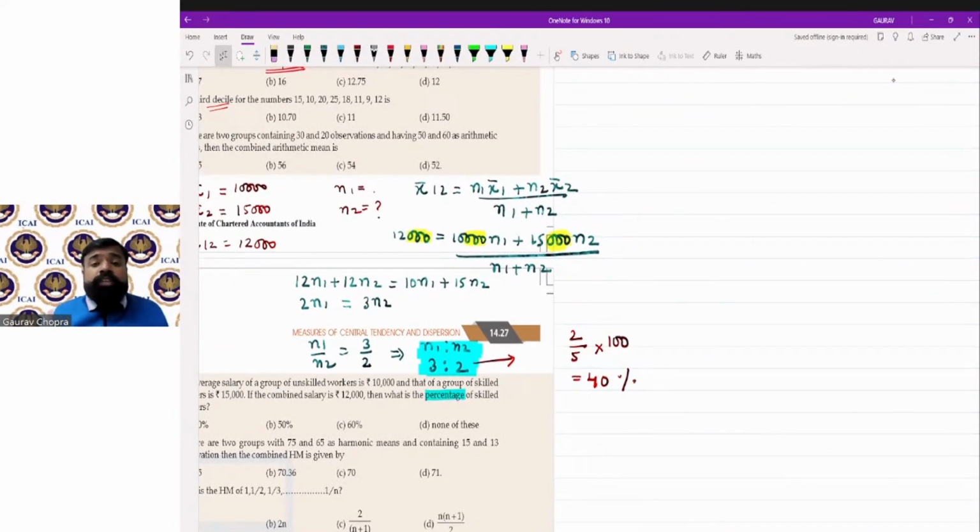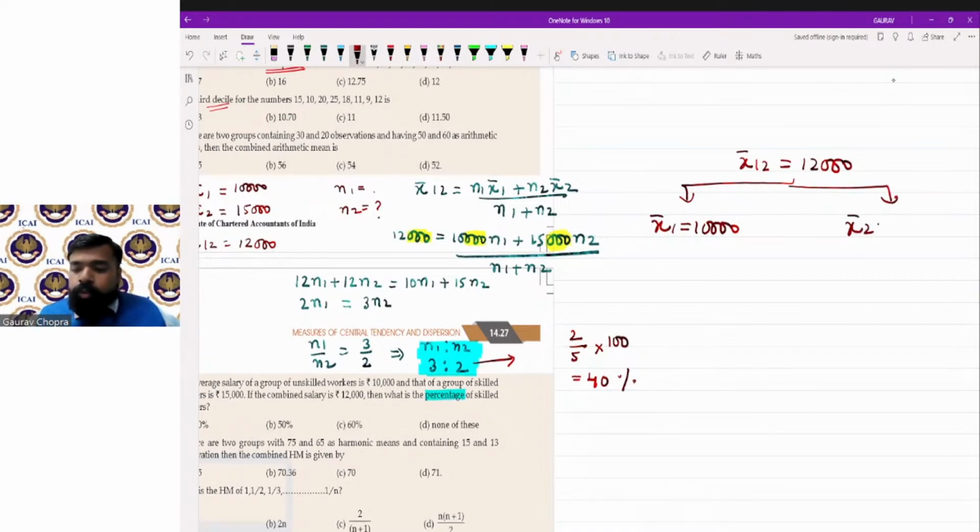Now, the same question can be solved using one shortcut. What is the shortcut? Understand it very, very carefully. It's very easy. First, write x bar 1,2 here in the middle, 12,000. Then write x bar 1, it is 10,000. Then write x bar 2, 15,000. This is given. Now, find out the difference. We have to calculate the difference of x bar 1 and x bar 1,2. So the difference of 10 and 12,000 will be 2,000, and here the difference of 15 and 12,000 will be 3,000.